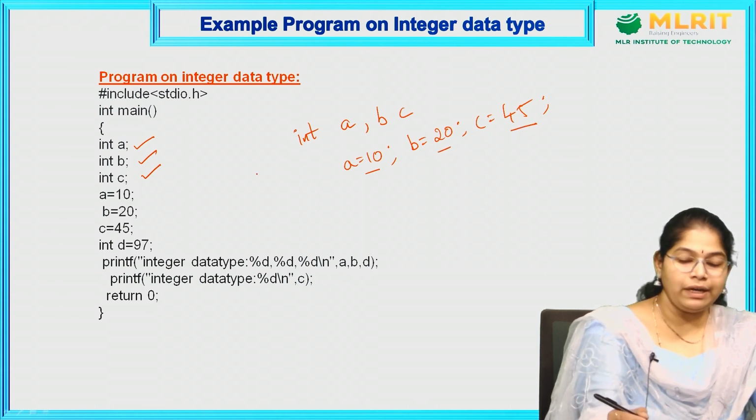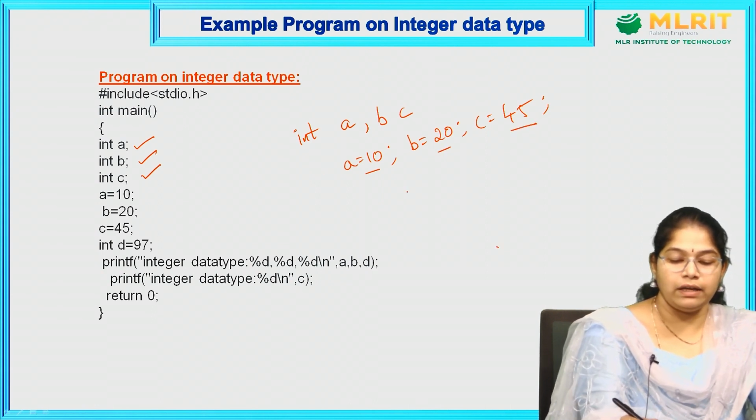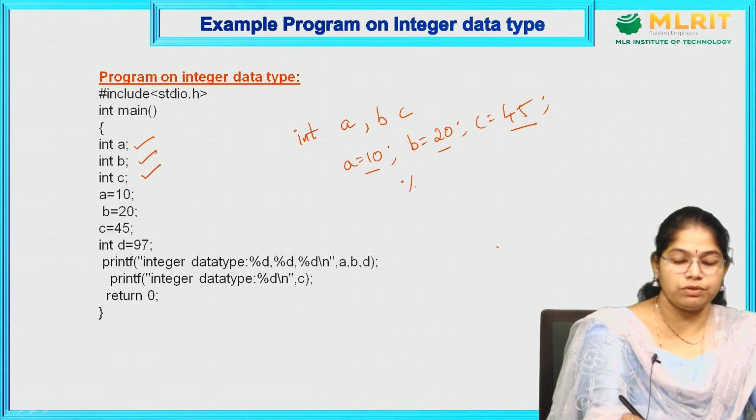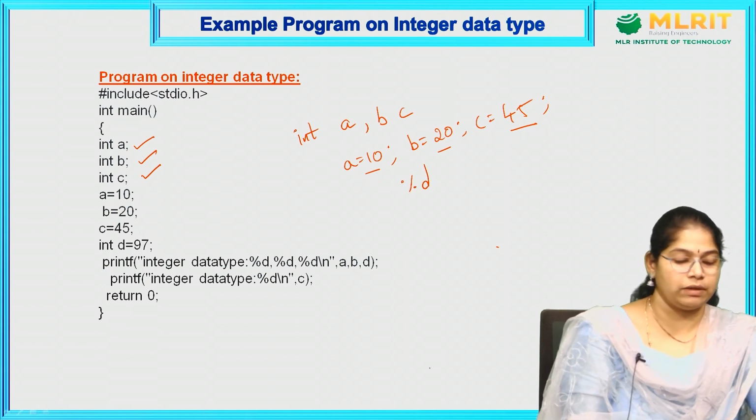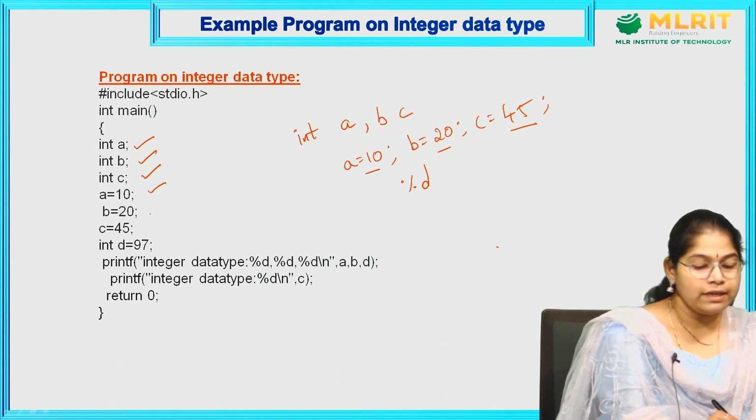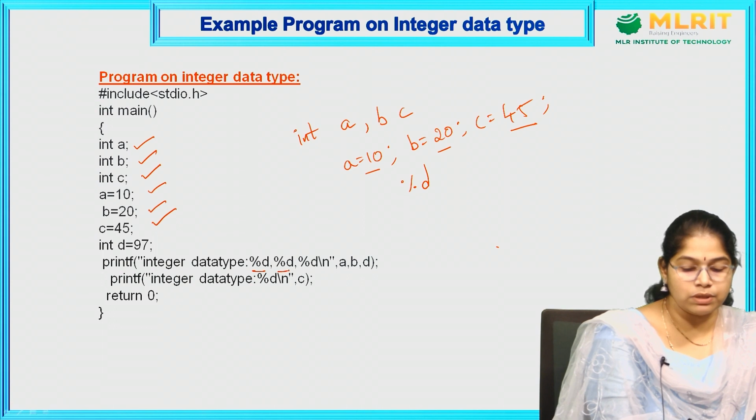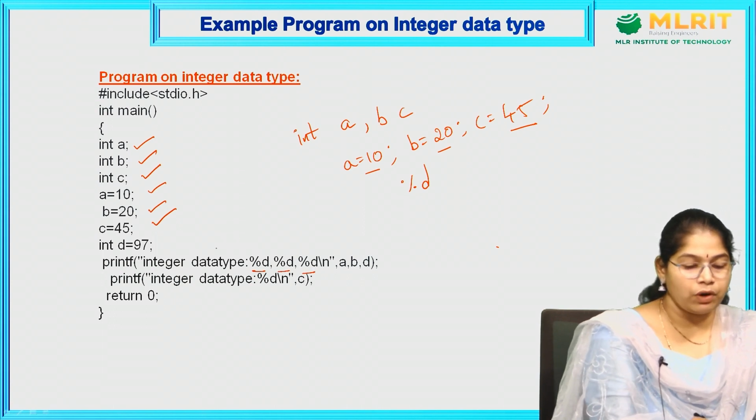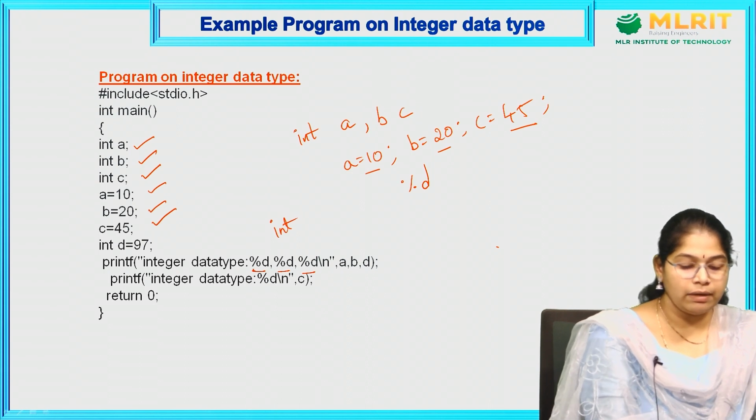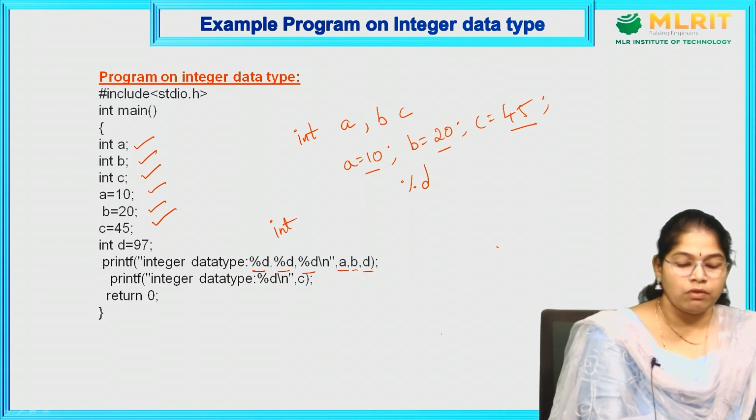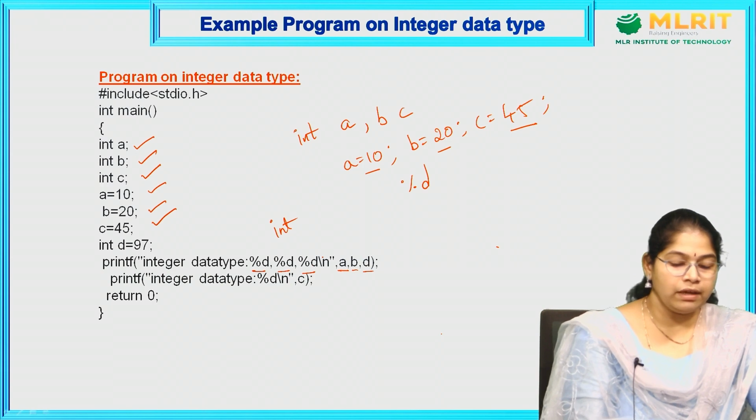To print or scan a value of integer type, we have to use a format specifier called %d. Here I already assigned values to these variables, and if I want to print the values, I am using %d, which is the format specifier for the integer type. So %d, %d, %d, because I want to print the values of A, B, C. I specified the format specifiers, then gave the variables of that type.